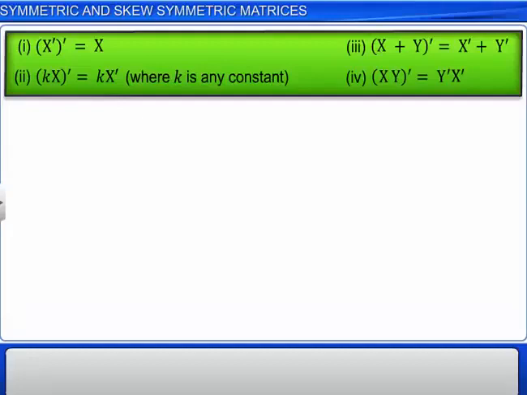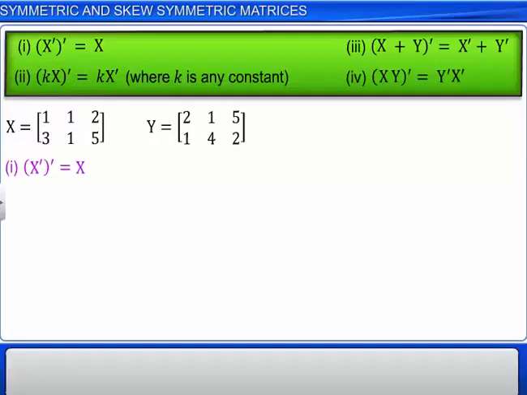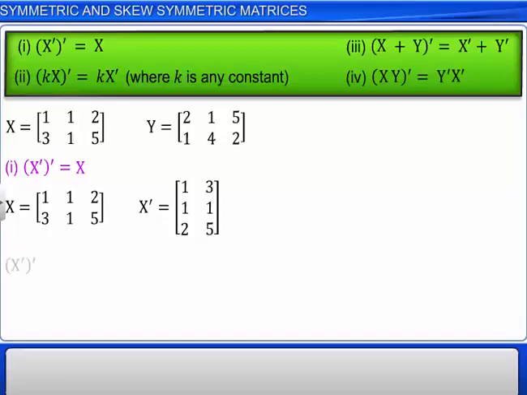Now, we discuss some properties of transpose of matrices. We will now verify these properties with the help of examples. According to the first property, the transpose of the transpose of a matrix is equal to the matrix itself. We will verify this with the matrix X. Let's find the transpose of X. Next, we will take the transpose of X again. We observe that it is equal to X.